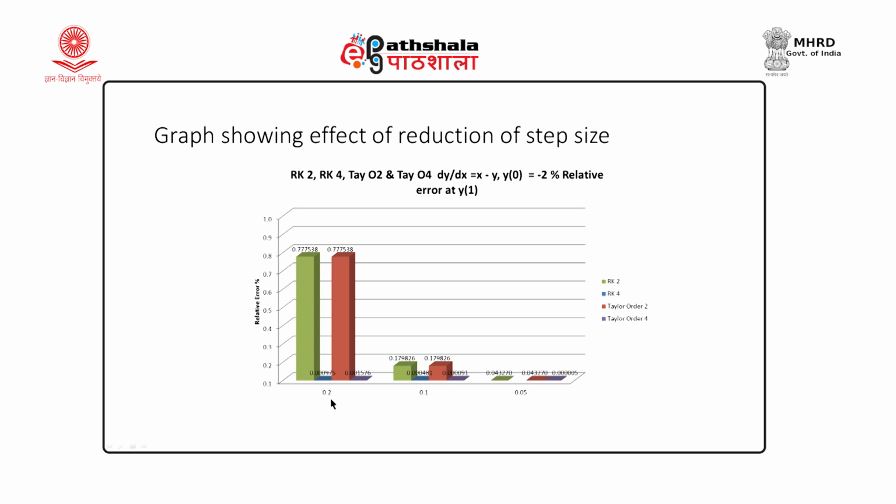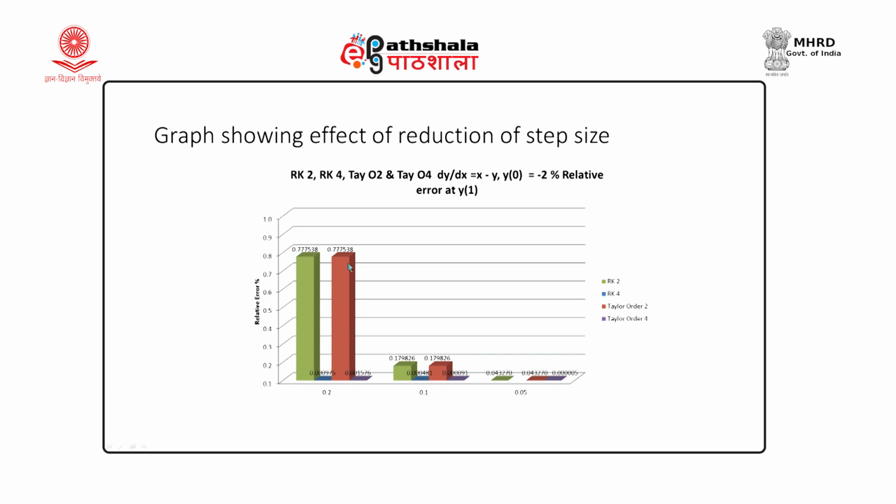So, in case of h equal to 0.2, it is 0.77, and in case of x minus y, the function is linear, and as a result the results of RK2 and Taylor series order 2 are both giving the same estimates. So, error is also same.